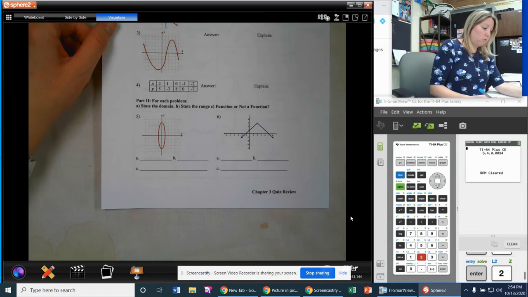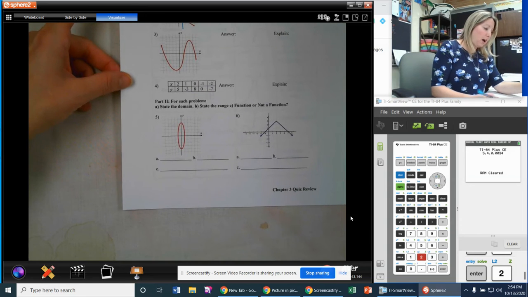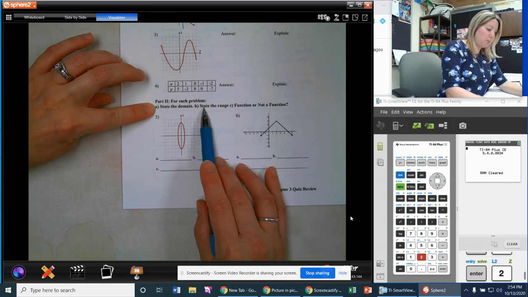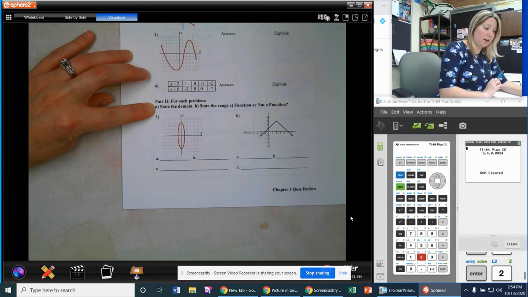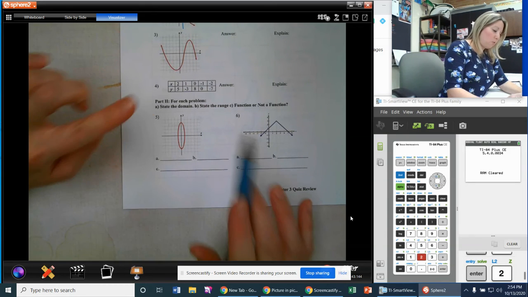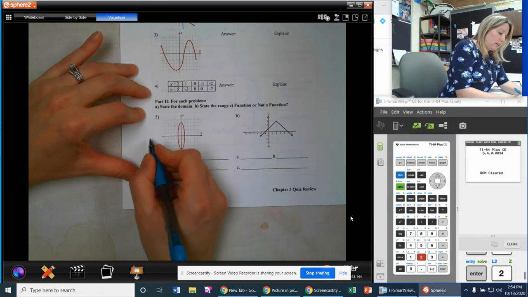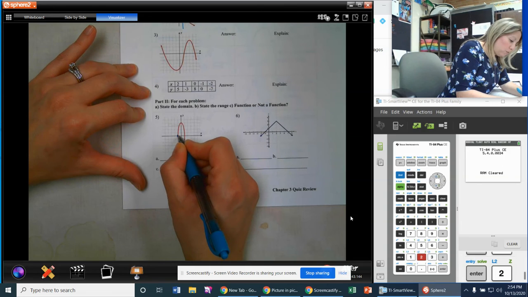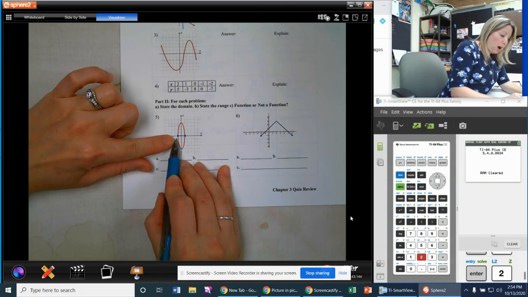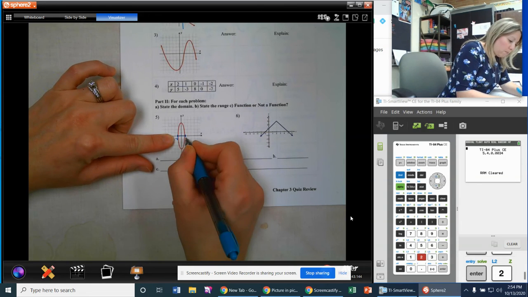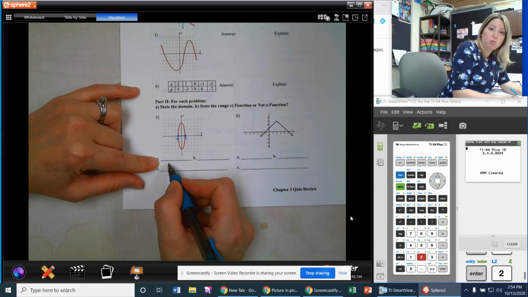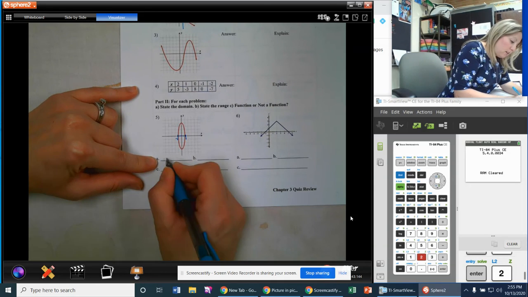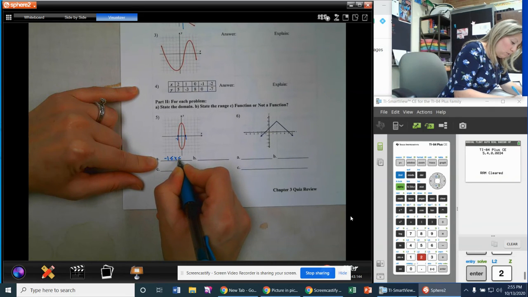I'm going to do number 5 down here. Okay. Number 5, it says A, state the domain, B, state the range, C is function or not a function. Okay. So the domain is left to right, the X values being used. So I'm using between -1 and +1. So that's the between inequality I make. -1 is less than or equal to X, which is less than or equal to 1.